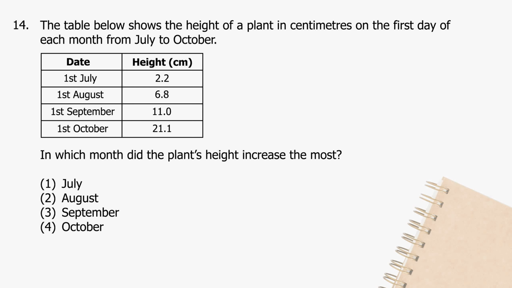Question 14. The table below shows the height of a plant in centimeters on the first day of each month from July to October. In which month did the plant's height increase the most?